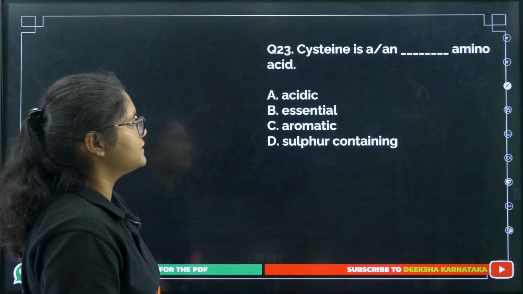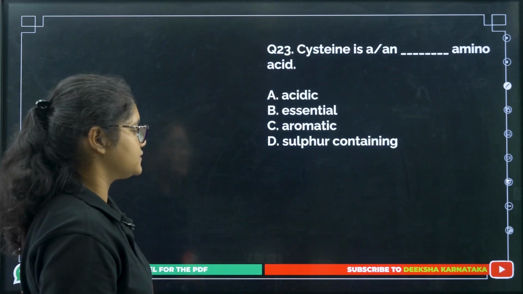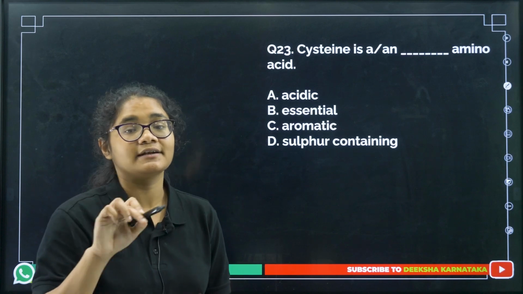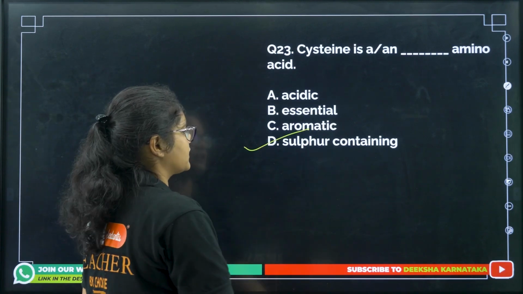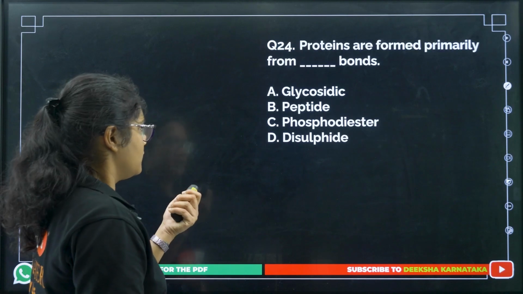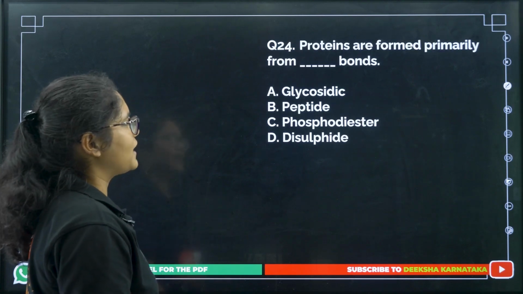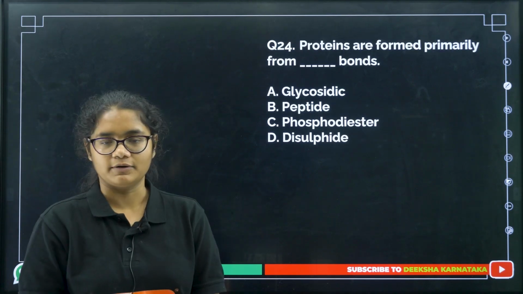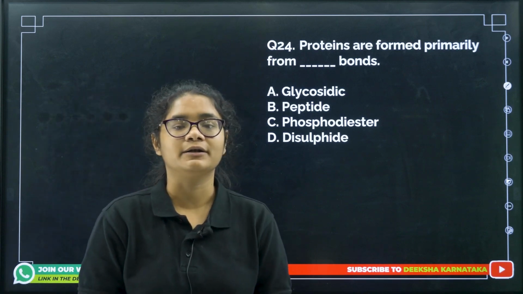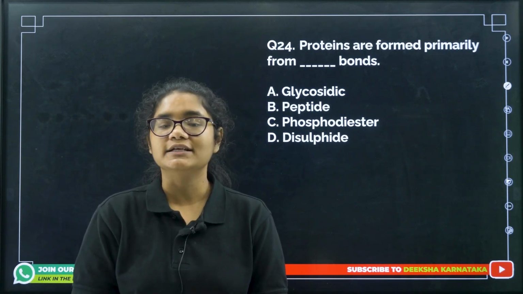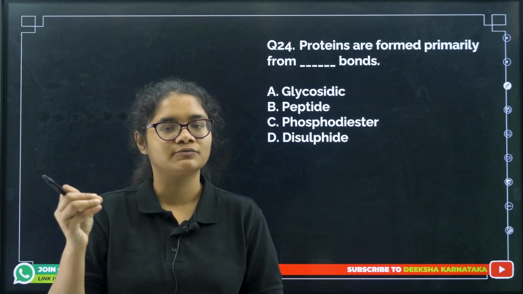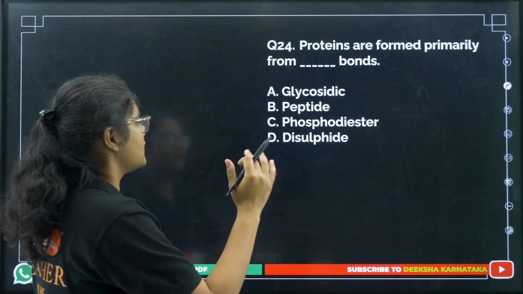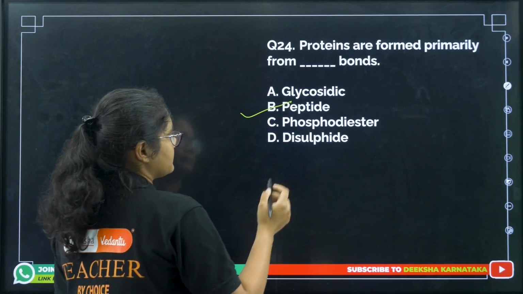Next, cysteine is a DAS amino acid. So, cysteine is one amino acid which contains sulfur in it, okay, that is the speciality. So, correct answer is sulfur containing, okay. Next, proteins are formed primarily from DAS bonds. So, if you remember, carbohydrates have which bond between them? Glycosidic. Proteins have peptide bond and nucleic acids have phosphodiester bond. So, correct answer for this question will be peptide.